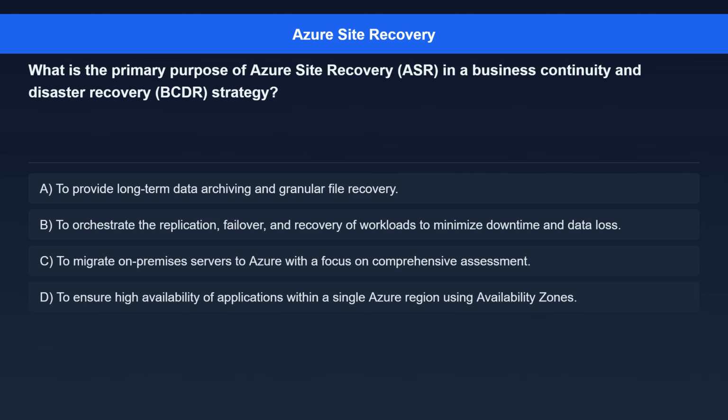Question 1. What is the primary purpose of Azure Site Recovery (ASR) in a business continuity and disaster recovery (BCDR) strategy? Option A. To provide long-term data archiving and granular file recovery. Option B. To orchestrate the replication, failover, and recovery of workloads to minimize downtime and data loss. Option C. To migrate on-premises servers to Azure with a focus on comprehensive assessment. Option D. To ensure high availability of applications within a single Azure region using availability zones.